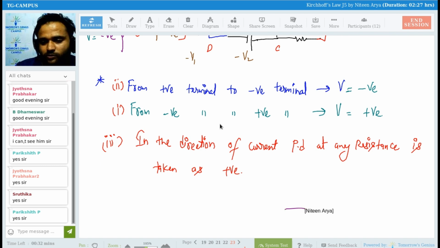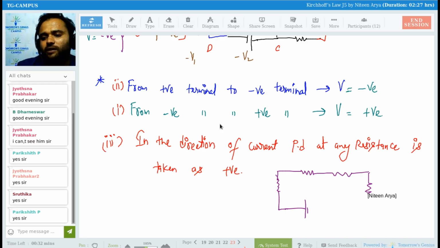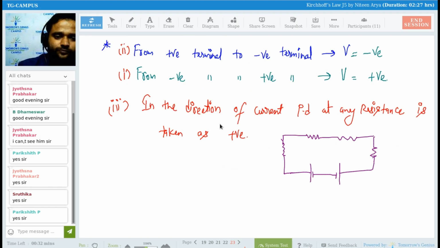Suppose this is one battery, this is a resistance, and this is another resistance, and another resistance. This is another battery, positive, and this is obviously negative. Suppose this is 2 volt, this is 20 volt. So automatically you know the higher magnitude wins, and in this direction my net current is going. Right? Because it is higher in order.